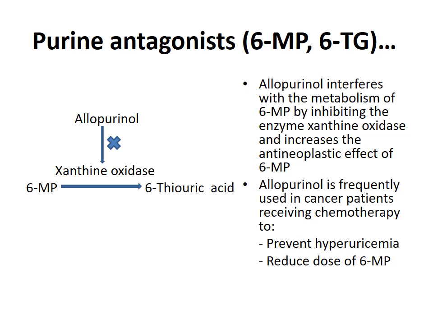Allopurinol interferes with the metabolism of 6-mercaptopurine by inhibiting the enzyme xanthine oxidase and increases the anti-neoplastic effect of 6-mercaptopurine. It is frequently used in cancer patients receiving chemotherapy to prevent hyperuricemia and reduce the dose of 6-mercaptopurine.